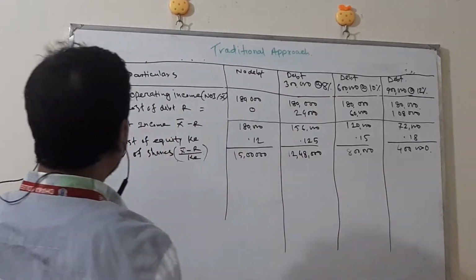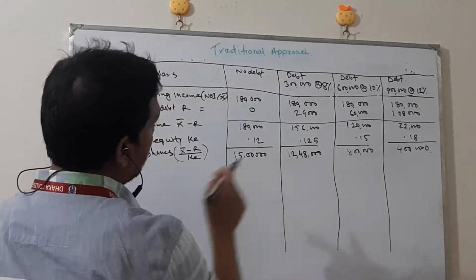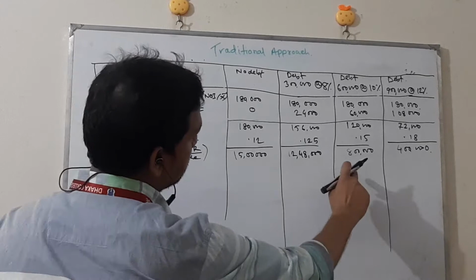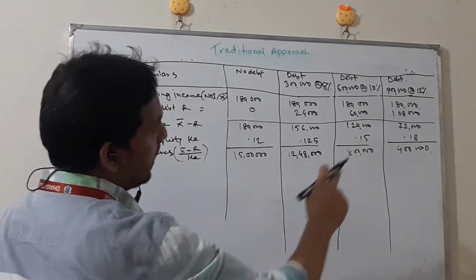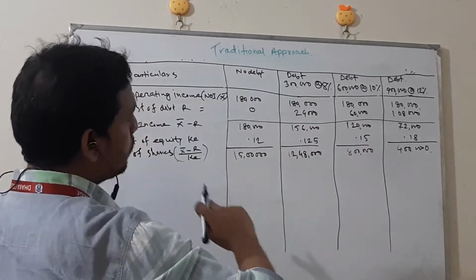So it is the market value of the shares to the individuals. I mean no debt, and debt of 3 lakh taka at 8%, and debt of 6 lakh taka at 10%, and debt of 9 lakh at 12%.